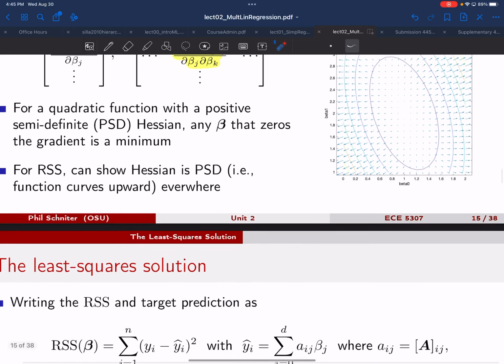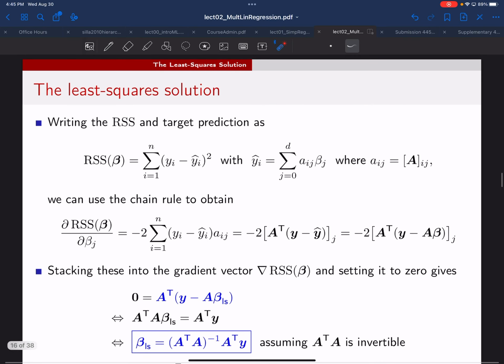Okay, so let's do the least squares solution now, and we'll just do this from first principles. Over here we have the definition that we've seen before. In this unit, y hat takes this form. This is a slightly different way of writing it than we've seen. What we saw before is the y hat vector is the A matrix times the beta vector.